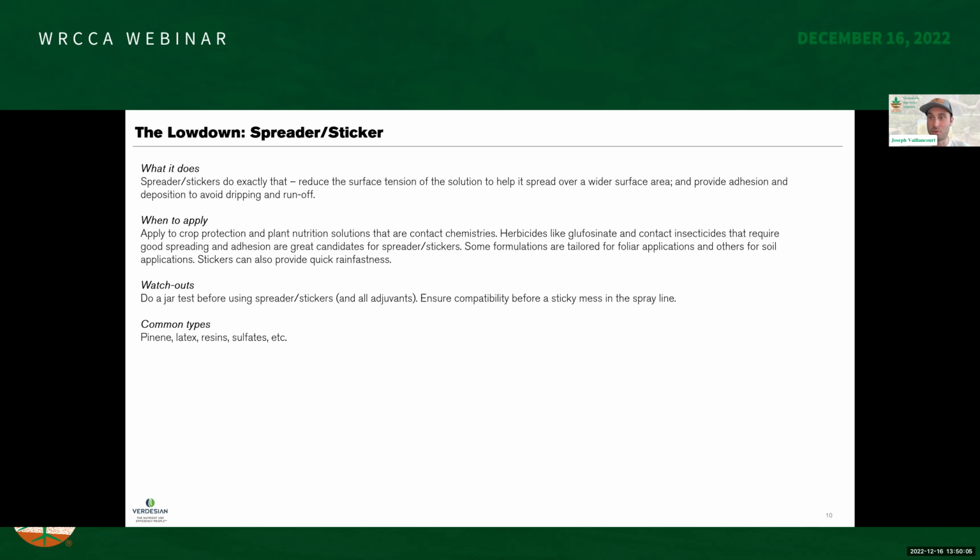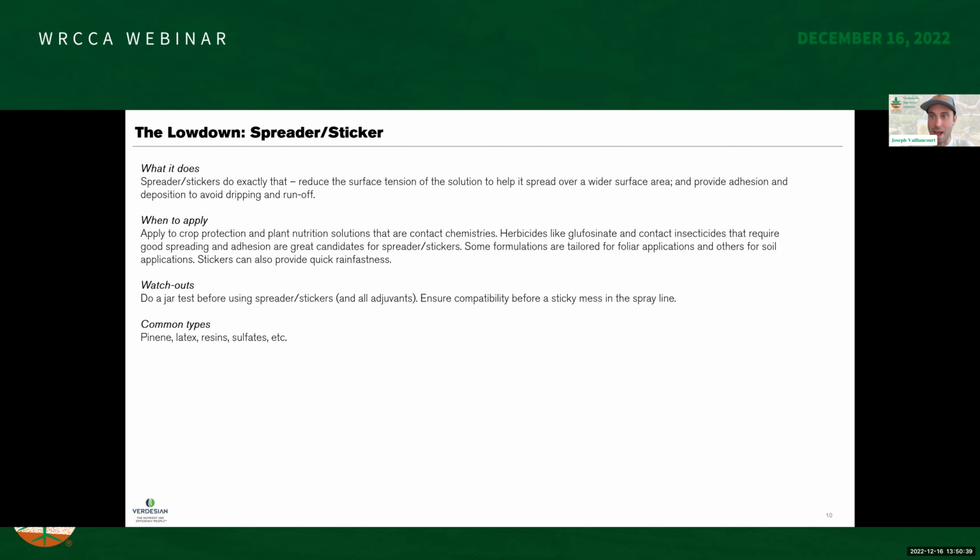This can be very helpful for rain fastness as well, if you're looking to get a material on before rain is in the forecast. And I really like that pinylene sort of product if you're going with a soil applied contact chemistry. It tends to not break down as quickly and really stick on the surface of the soil. So for some of those soil applied contact insecticides, these can be nice. There's also latex, resins, things like that available.